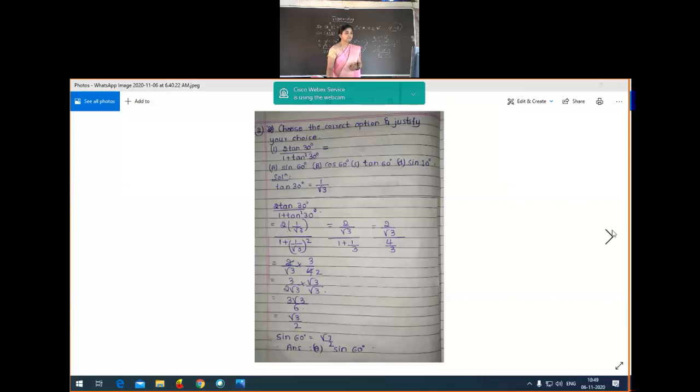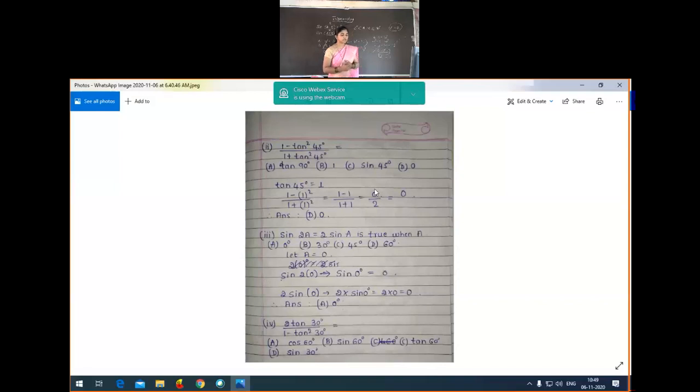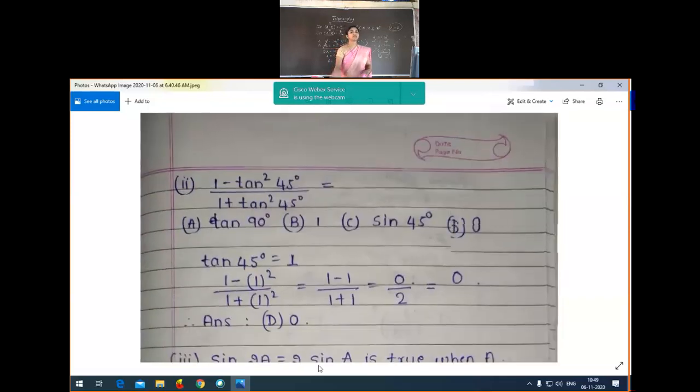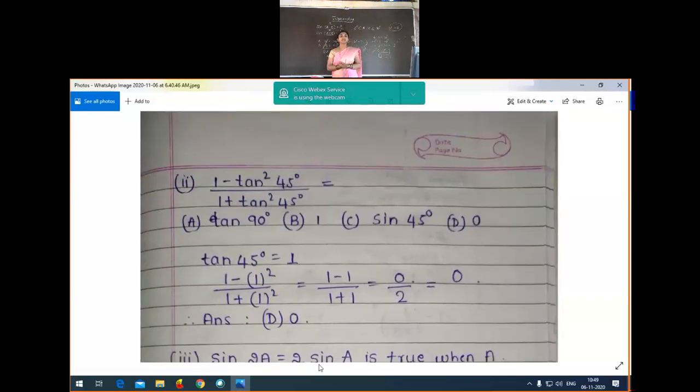Yes. So now, the second multiple choice question. For the second multiple choice question, we have the expression 1 minus tan square 45 degree divided by 1 plus tan square 45. Wherever tan 45 comes, we will be very happy because it's a simple value. Tan 45 is 1. Okay, tan 45 which is equal to 1. So 1 minus tan square 45 degree divided by 1 plus tan square 45 is equal to, the options are tan 90, 1, sin 45, 0.